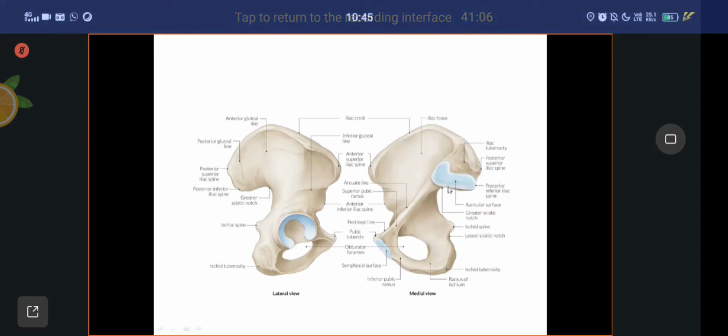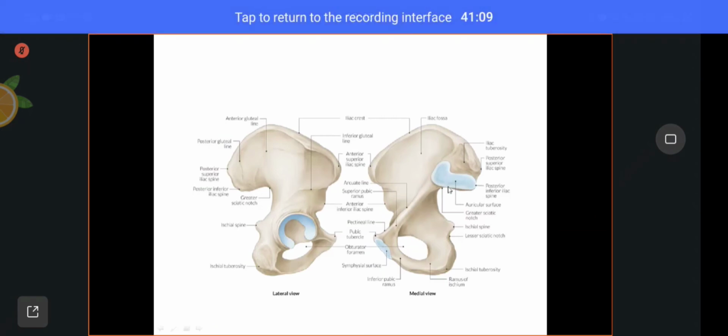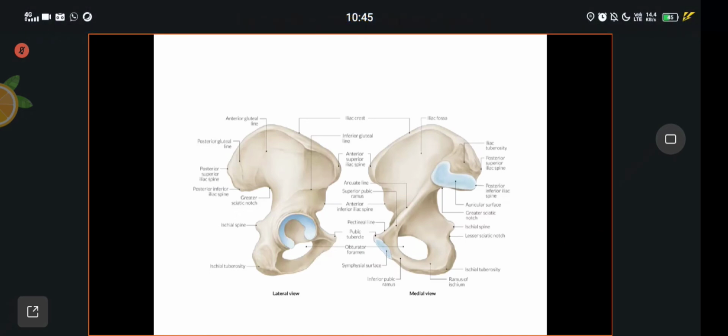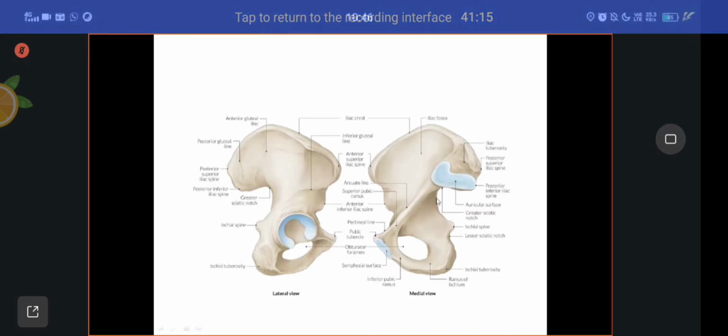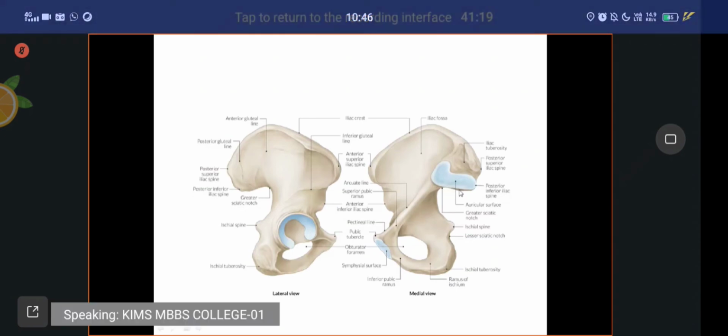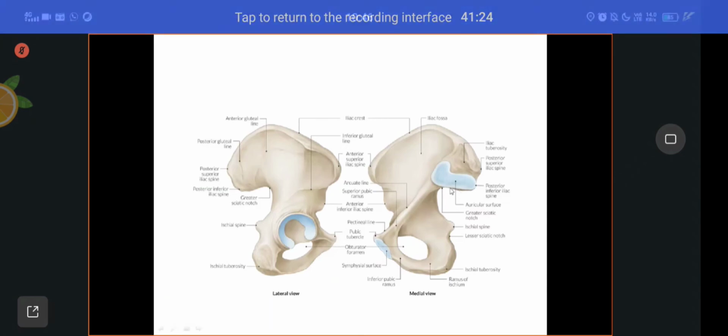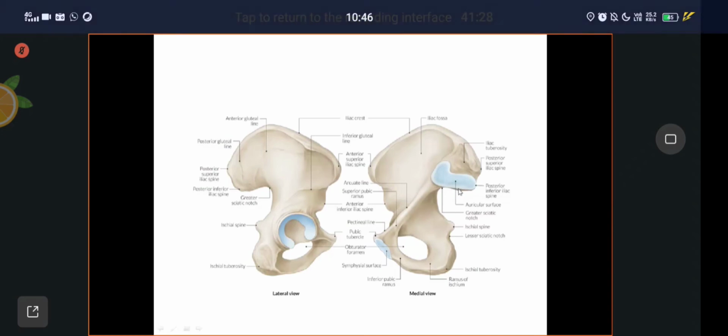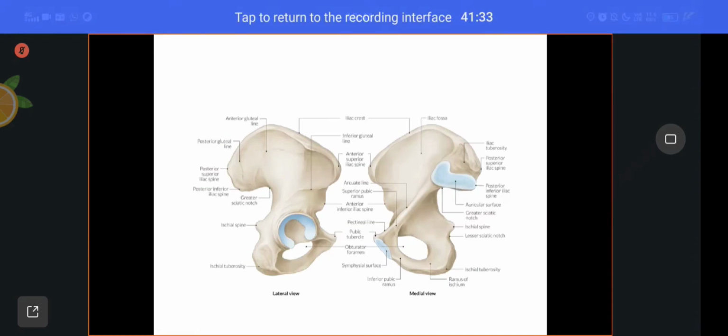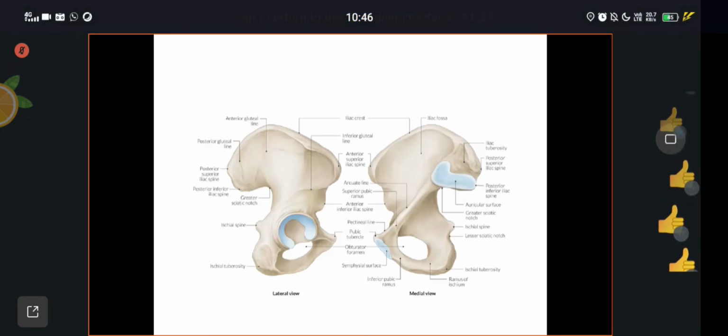So when you study the differences between a male pelvis and a female pelvis, you come across this one. The preauricular notch is more in females when compared to males because of the stretching of the ventral sacroiliac ligaments in multiparous women. Have you got this point? Are you understanding? Please answer.